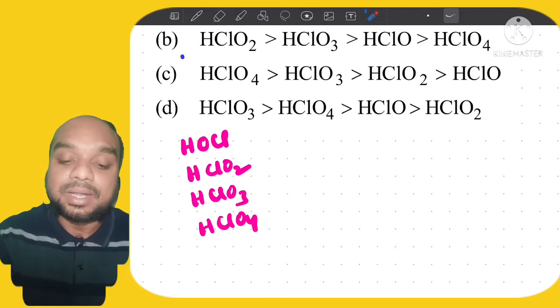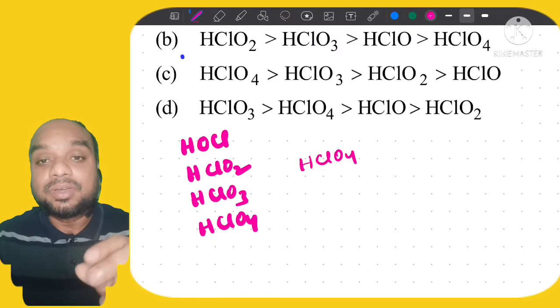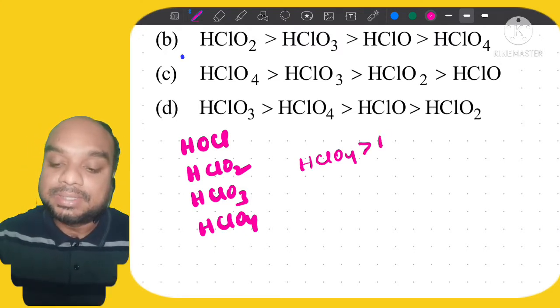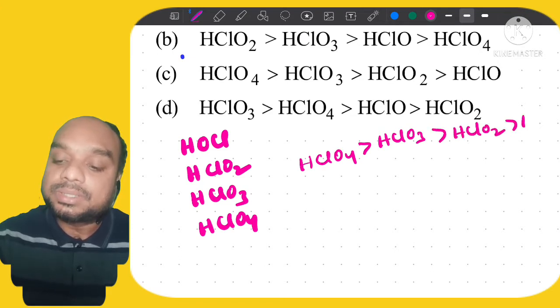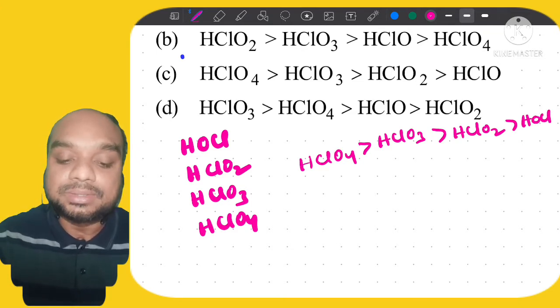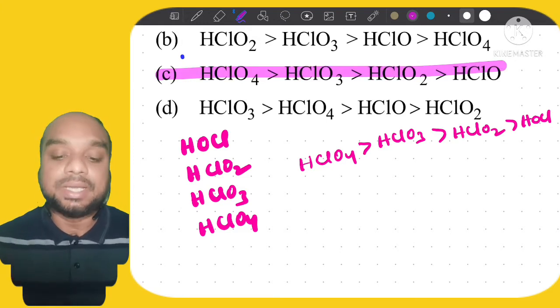So the acidic nature order, you can take it like this. HClO4 is the strong acid due to the presence of four oxygen atoms in it. Next one is HClO3, chloric acid. Next, chlorous acid and hypochlorous acid. Like this you can take it. So the answer, you can take option C.